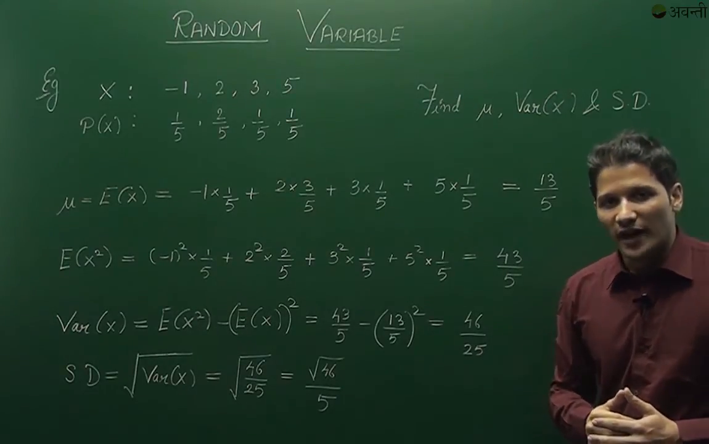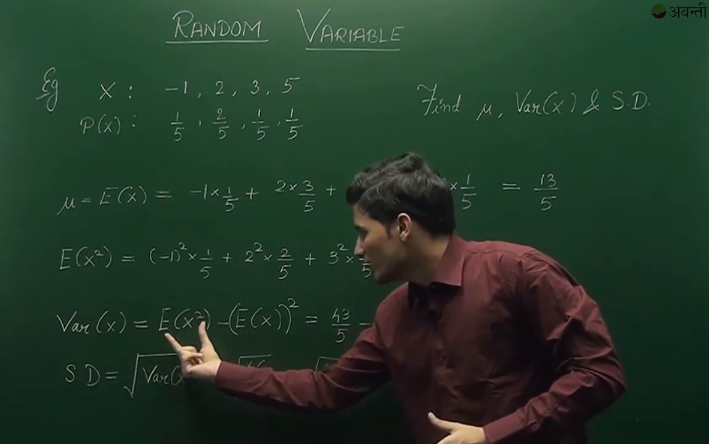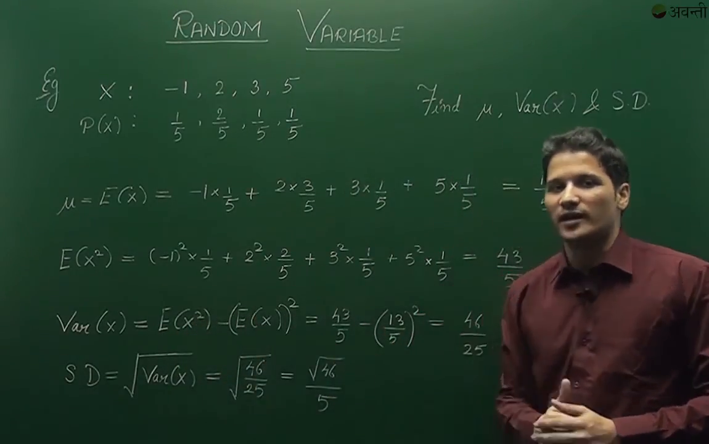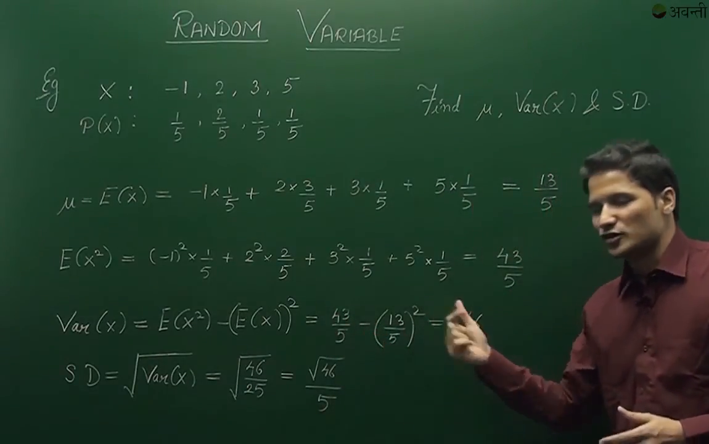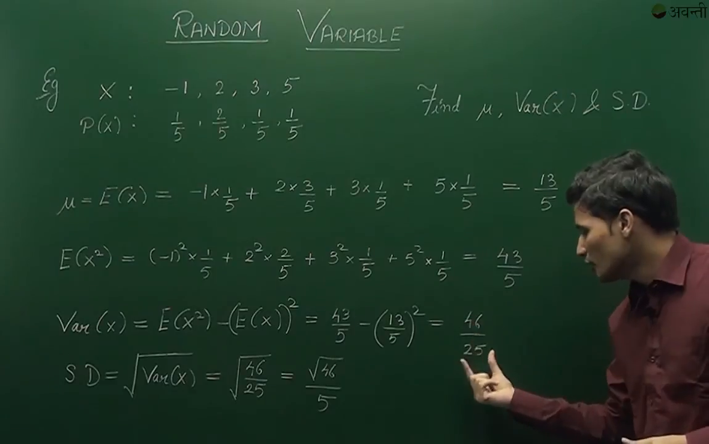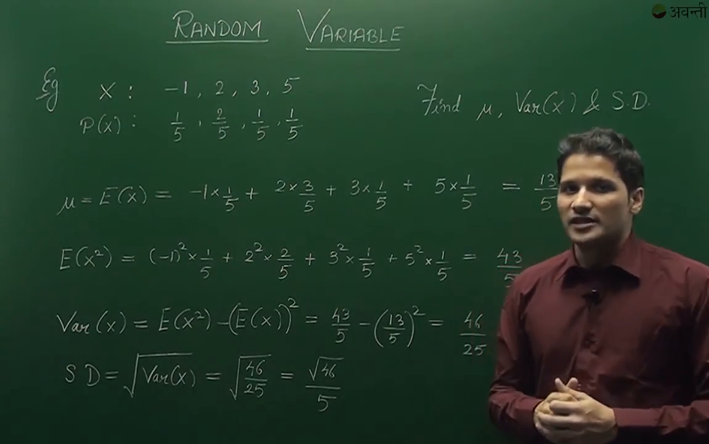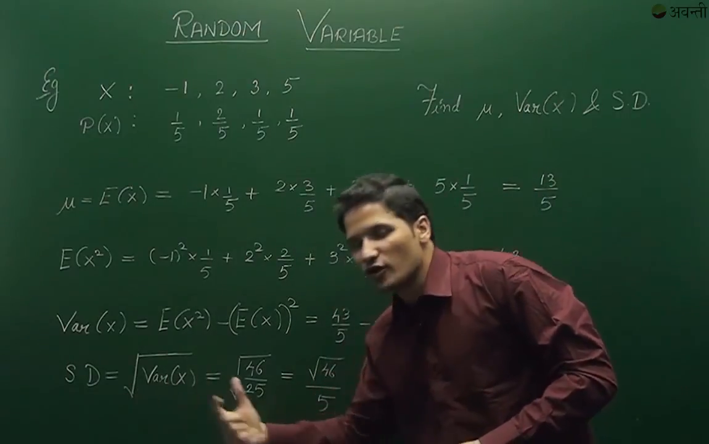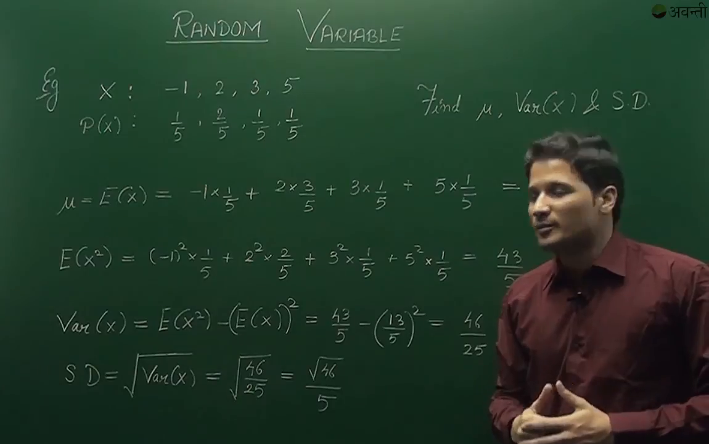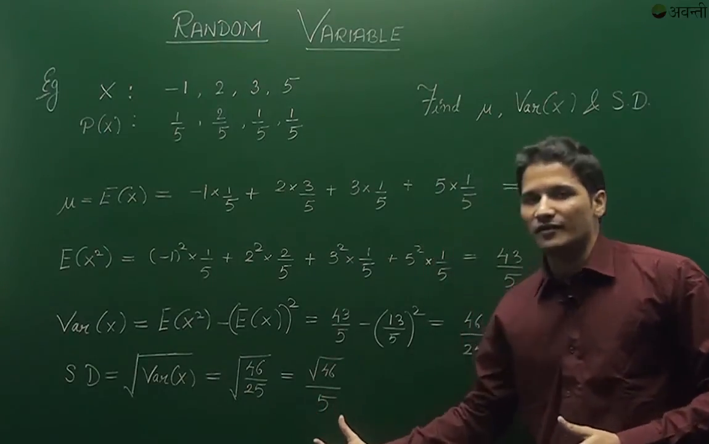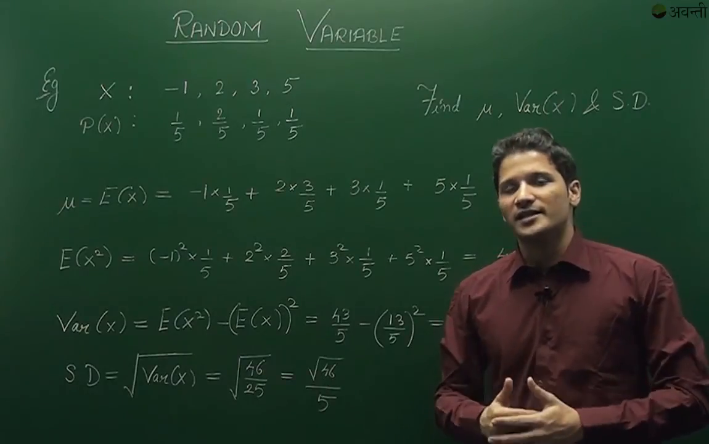Now we have to find variance of x, so we will find it using this expression, using E of x square minus E of x whole square, and it comes out to be 43/5 minus (13/5) square, that is equals to 46/25. Now from here we'll find standard deviation, which is equals to square root of variance of x, and we know that variance is 46/25, so its square root will be square root of 46 by 5. So these are the values of mu, variance of x and standard deviation for this random variable.